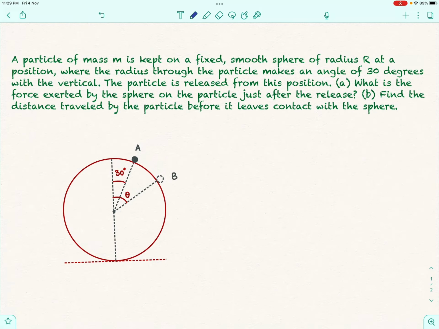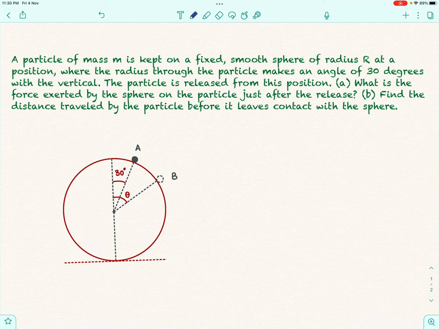Hello students. So today's question says a particle of mass m is kept on a fixed smooth sphere of radius capital R at a position where the radius through the particle makes an angle of 30 degrees with the vertical. The particle is released from this position. What is the force exerted by the sphere on the particle just after the release? And find the distance travelled by the particle before it leaves contact with the sphere.